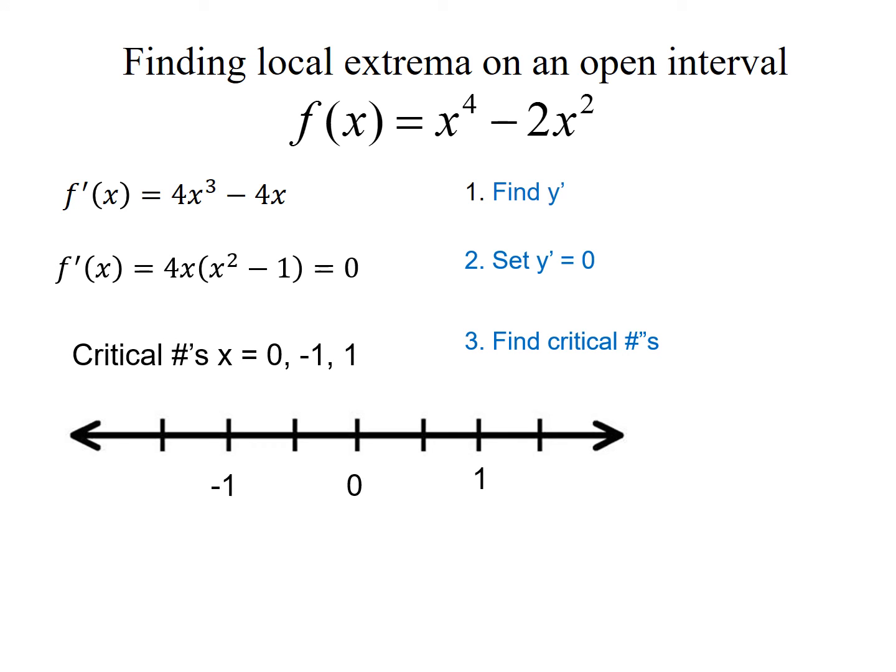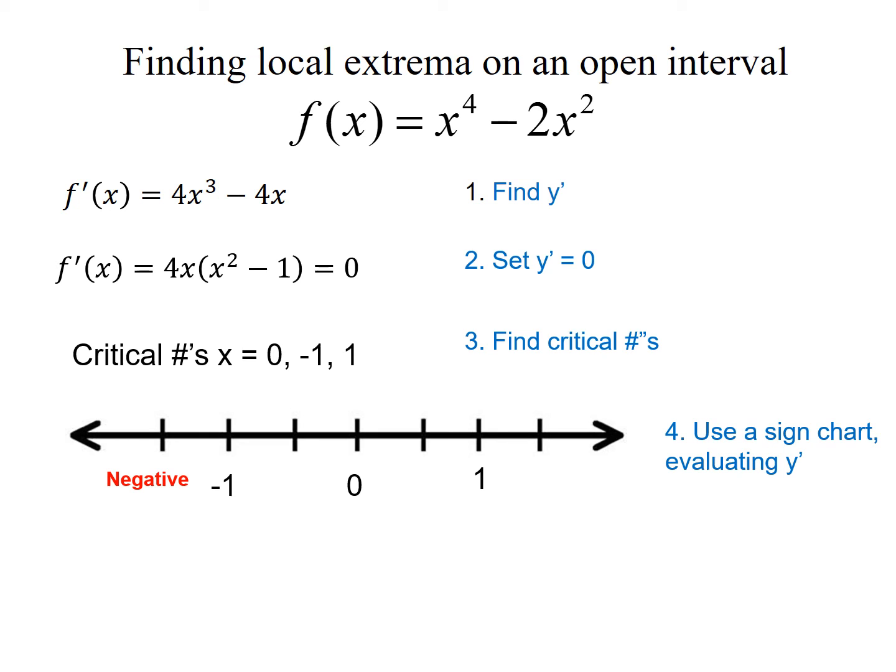So we find our critical numbers are 0, -1, and 1. What we're going to do is use what we call a sign chart. We're going to take a number less than -1 and plug that into the derivative. Let's say -2. I don't care about the actual value of this, I just want to know if it's negative or positive. So I substitute -2 into the derivative, and I get a negative answer.